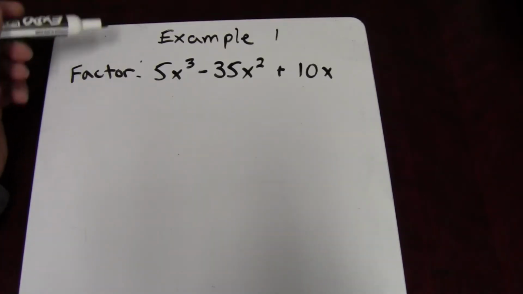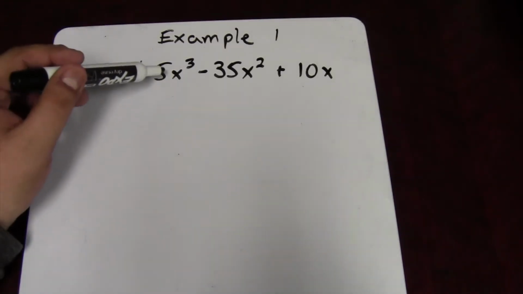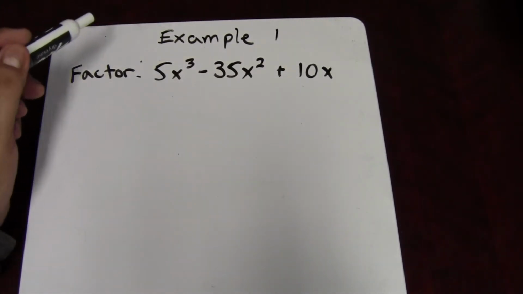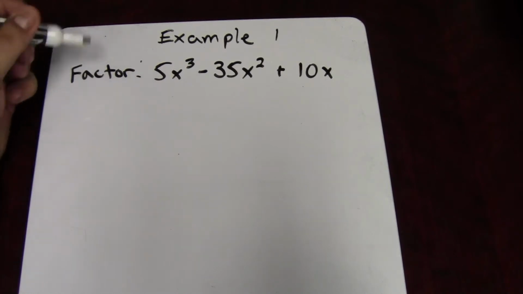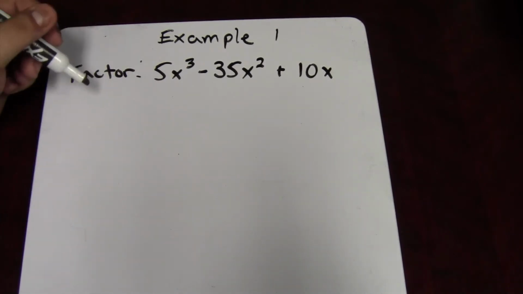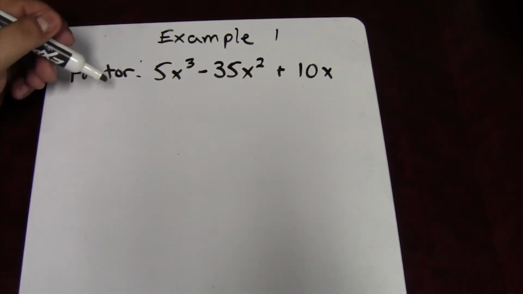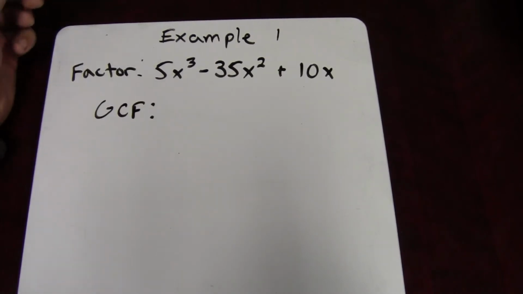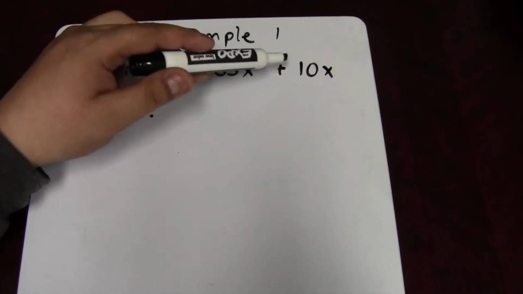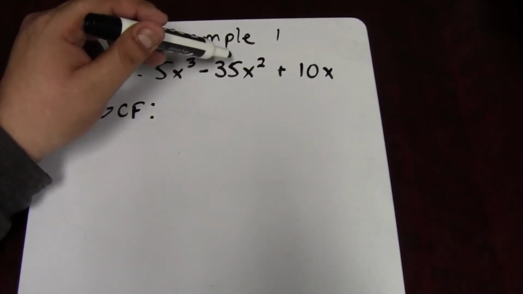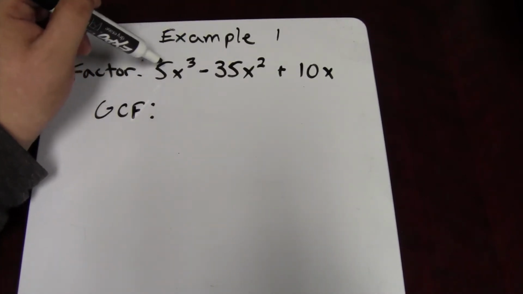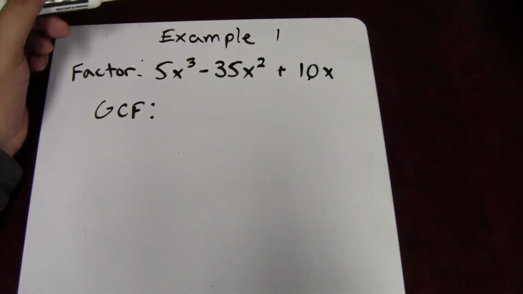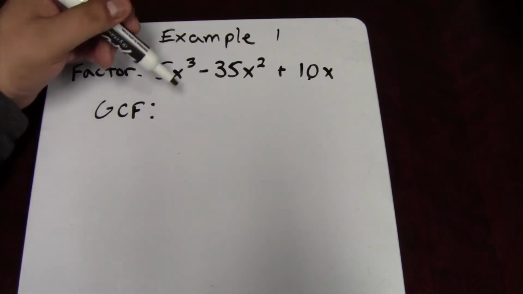So let's take a look at this example here. We need to factor 5x cubed minus 35x squared plus 10x. The first thing we need to do is find the GCF. So let's figure out what that is. Well, if we look, the largest number that can divide all three of these is 5. 5 can go into 5, 5 can go into 35, and 5 can go into 10. So the largest number here is 5.